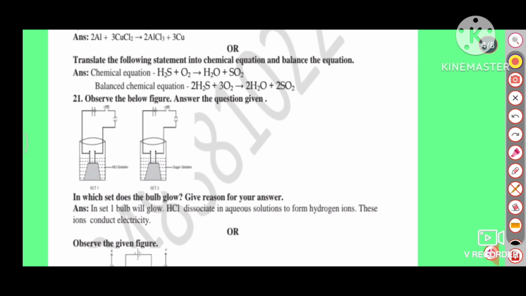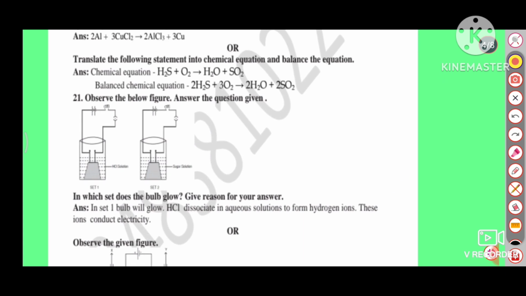Next question: observe the figure below and answer the questions given. In which set does the bulb glow? Give a reason for your answer. In set 1, the bulb will glow.